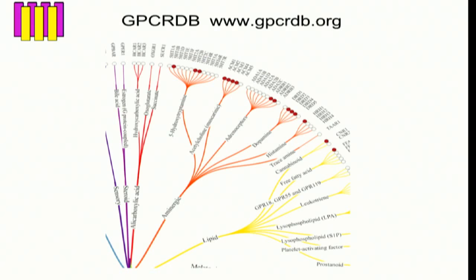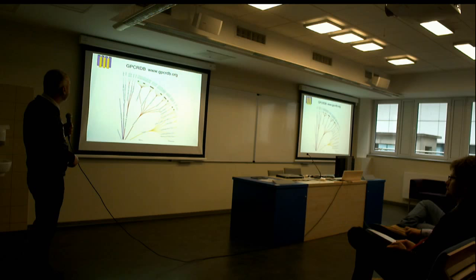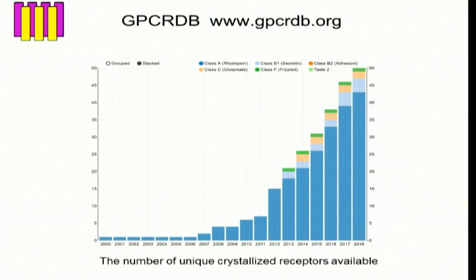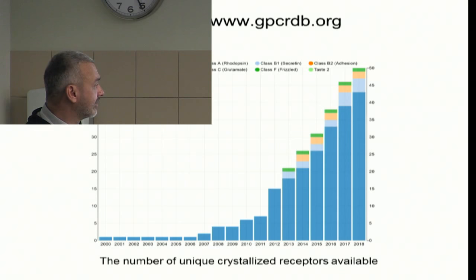Here is an example of one of the diagrams where you can see the aminergic receptors, including our 5-hydroxytryptamine serotonin receptors. There are also muscarinic, adrenergic, dopaminergic, and histamine receptors. Those depicted with red dots already have crystal structures. So you can very easily find a lot of data about your GPCRs under study.